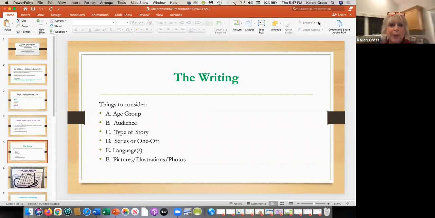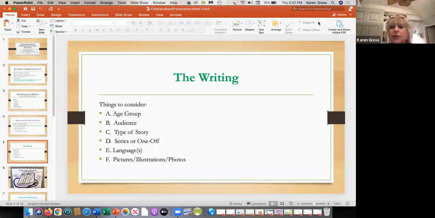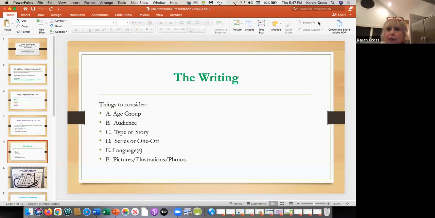So let's talk about the writing piece. I think there are lots of initial questions in terms of the writing. Let's start with, who are you writing for? Children's books are really clearly divided between different age groups for which they're intended. By the way, I've written for all different age groups.